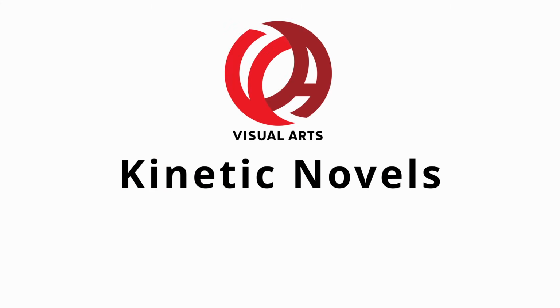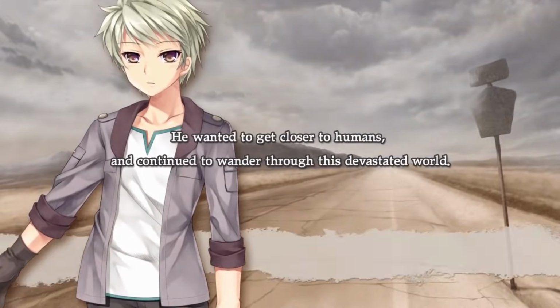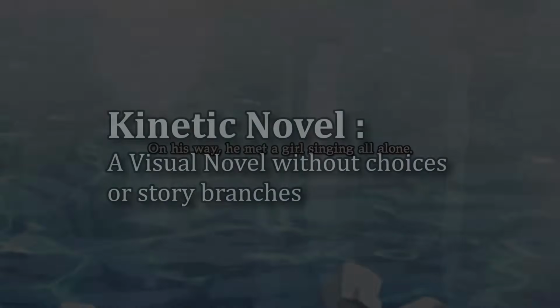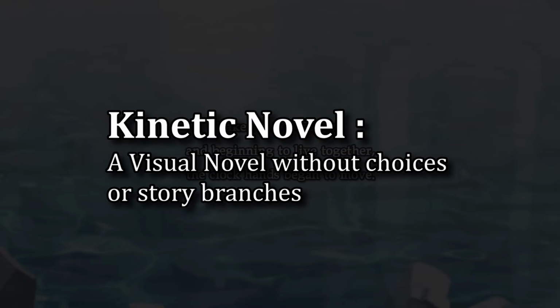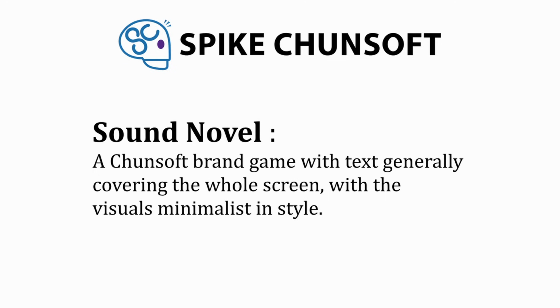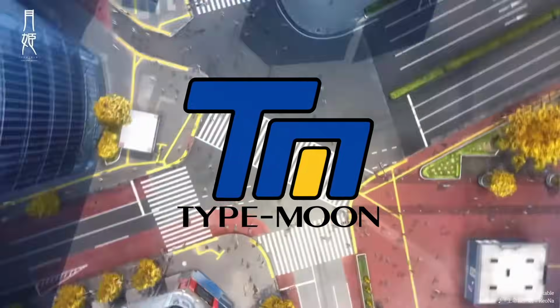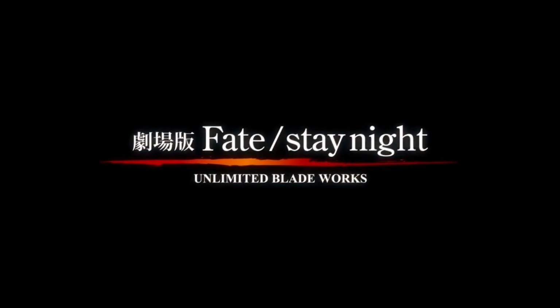Kinetic novels are another in-house genre name from the publishing company Visual Arts, but their visual novels don't give the player any choices, story branching, or multiple endings, just one narrative. This game style was consistent enough to end up becoming a term that's used for any visual novel with no choices. Chunsoft has its own in-house genre name, sound novel, but it hasn't really taken off as a visual novel term. While these are all narrative games made by big companies, doujinshi refer to books, manga, and games created by self-publishers.